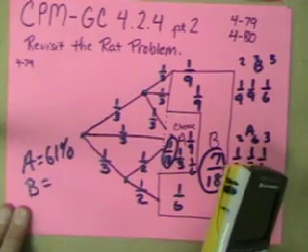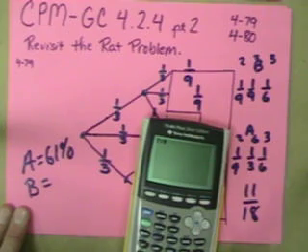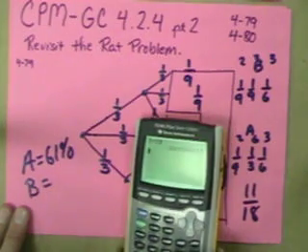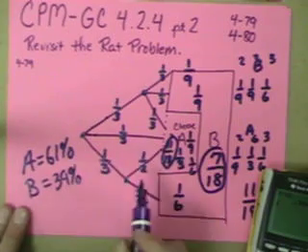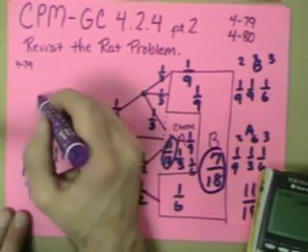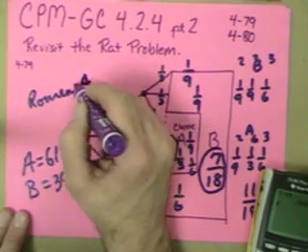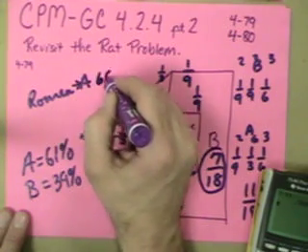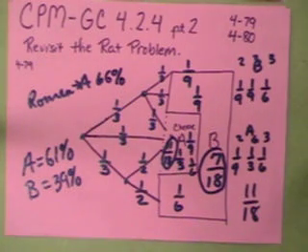What was it? 7/18ths. 39% of the time. And remember from the story that Romeo found A 66% of the time. So the question is whether he is getting smarter or not.